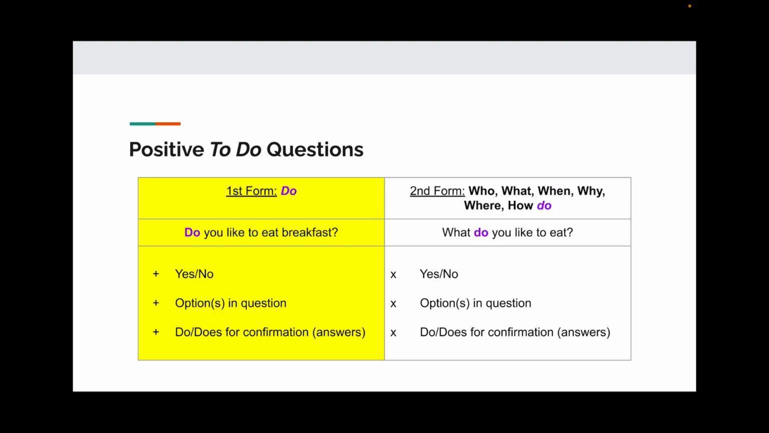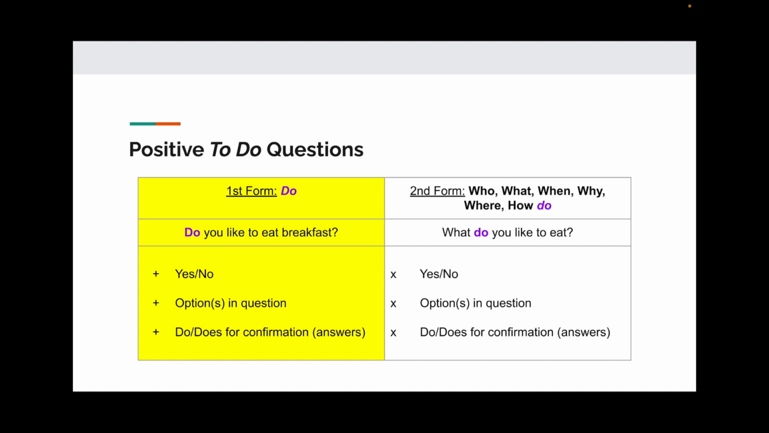For the second form, we have who, what, when, why, where, or how. So our question starters, plus the verb do or does, depending on the subject pronoun used. Our example would be, what do you like to eat? And so questions like these in the second form, you cannot answer them with yes or no. They typically don't have an option or options in the question for you to include in your answer. And it's not really recommended to use do or does for confirmation when answering these types of questions.